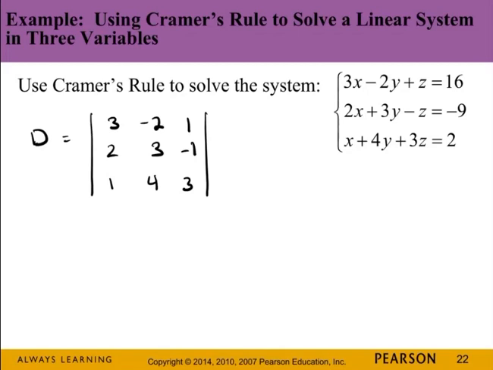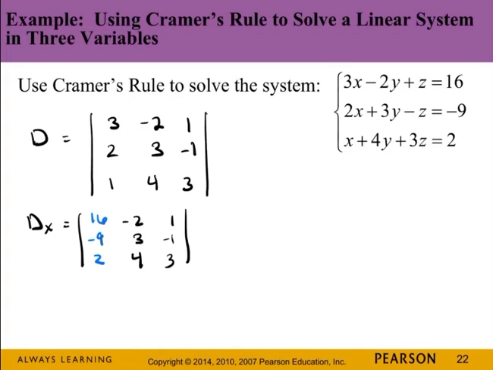Okay, so now for the D sub x, right? We're gonna switch out that first column with the constant matrix, right? So that's 16, -9, and 2. 16, -9, and 2, okay? And then everything else stays the same. 4, 1, -1, and 3. We're gonna find that determinant.